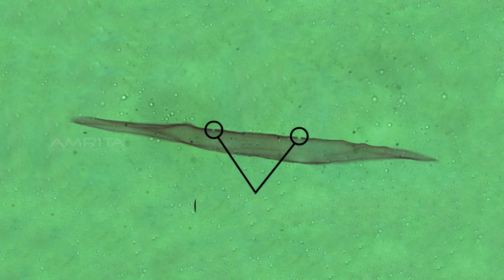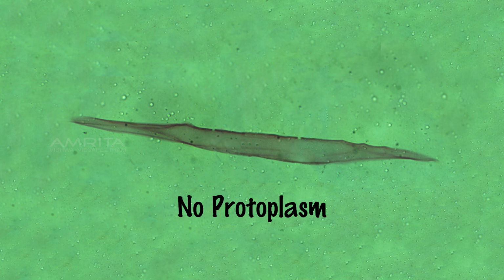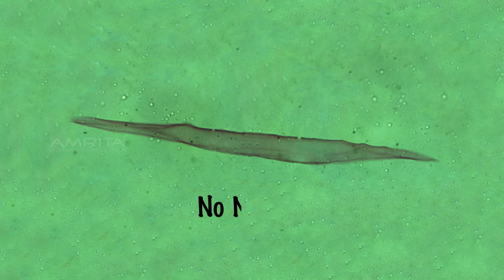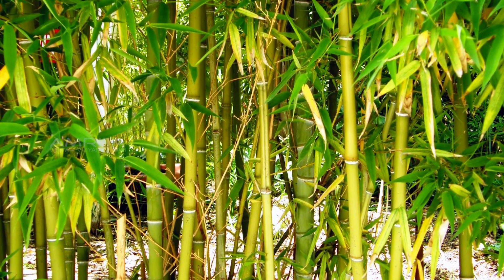The adjacent fibers have oblique pits. There is very little or no protoplasm. The nucleus is absent in the cell. Vacuoles are empty and are called lumen. These cells provide mechanical strength to the plant.